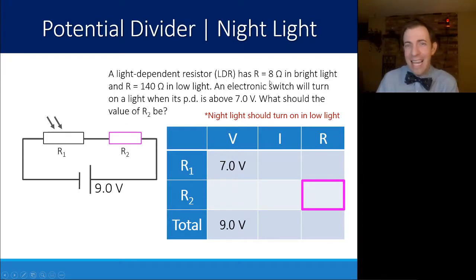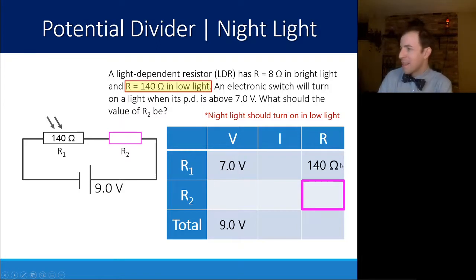All right, now let's look at this light dependent resistor. I know that it's 8 ohms in bright light and 140 ohms in low light. And I'm trying to figure out when to turn the electronic switch on to turn on this night light. Well, a night light should be on in low light. That's kind of the goal of it. So I want to use the resistance that matches the condition for when we want this switch to turn on, and that is low light, 140 ohms. So I can plug that in here. R1 has to be 140 ohms. R1 has to have a resistance of 140.